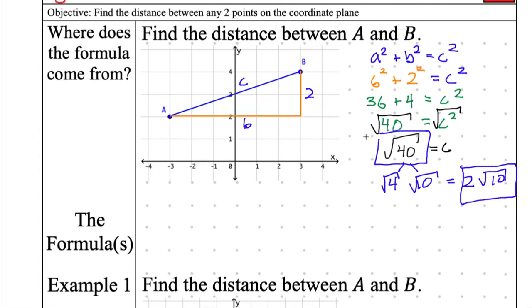So what is the formula and where does it come from? It comes from the Pythagorean Theorem, if I keep it very general. Remember, what was A? A was 6, and 6 is the total change in x between A and B. The x coordinate of A minus the x coordinate of B, and then just taking the absolute value of that.